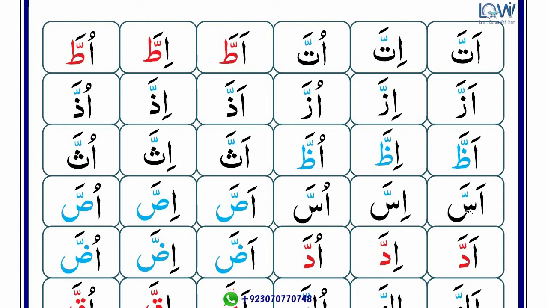Sin is a superior letter, that's why we will have to read this letter with a whistle sound. So let's read it. Hamza, sin, zabar as. Sin, zabar sa, assa. Hamza, sin, zir is. Sin, zabar sa, issa. Hamza, sin, pesh us. Sin, zabar sa, ussa. Now without spelling. Assa, issa, ussa.